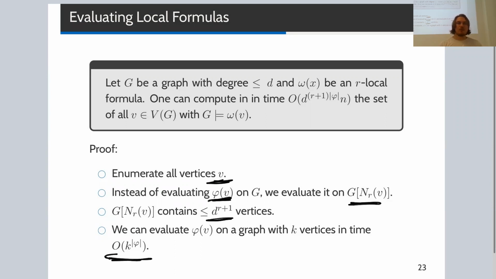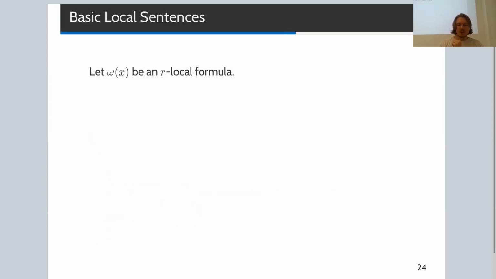evaluation of these local formulas is pretty easy on bounded degree graphs, but these local formulas are not the only ingredient to first order model checking. So next, we're going to define basic local sentences. They use the r-local formulas as a tool in the definition.